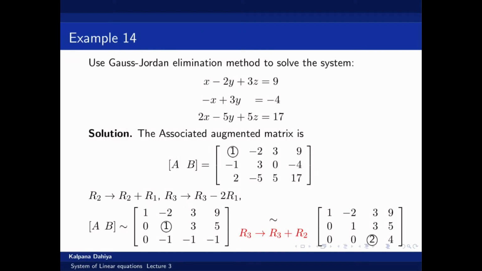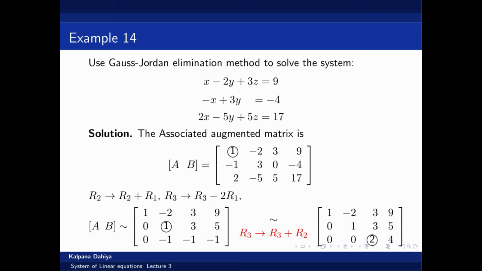Consider the following system of 3 equations in 3 variables x, y, z. We solve this system by Gauss-Jordan elimination method. So corresponding to this system, we write down the associated augmented matrix AB, where the first row is corresponding to the first equation, 1, minus 2, 3, 9. Second row of the augmented matrix is minus 1, 3, 0, minus 4, and the third row is 2, minus 5, 5 and 17. Now we apply suitable elementary row operations and we reduce this matrix to row canonical form. So we start with the first row.